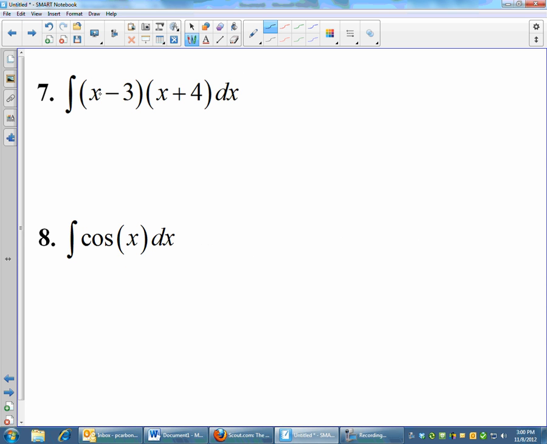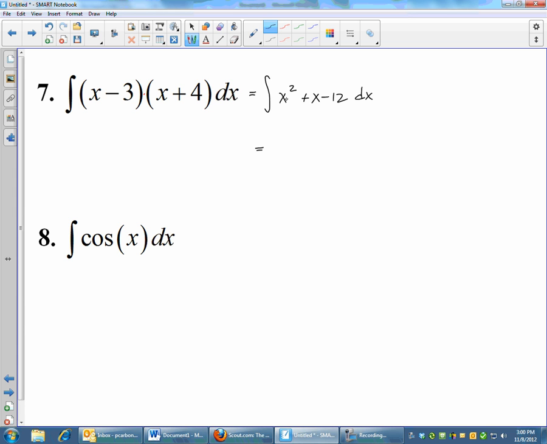Let's see. Number 7. Okay, right here we are multiplying. So that's a product, right? There actually is a technique to undo the product rule, to do products backwards in antiderivatives. The problem is it's extremely tricky. So for problems like this, even after we learn all of our antiderivative techniques, I still would channel my Algebra 1 skills and multiply this out and simply do power rule. So that's going to be the same thing as x squared plus x minus 12.